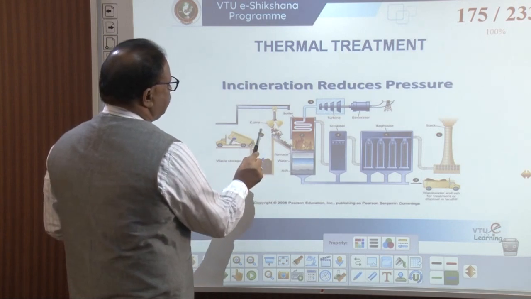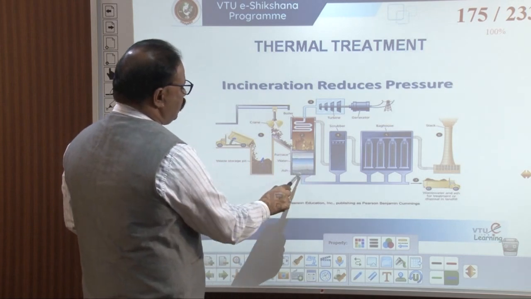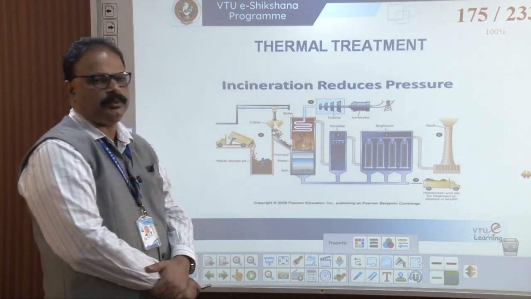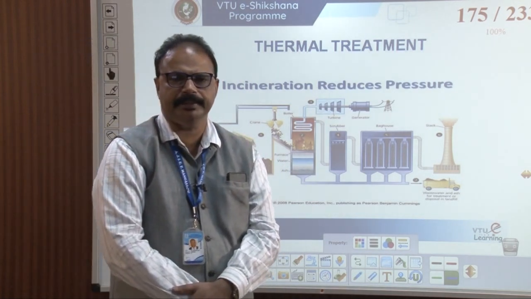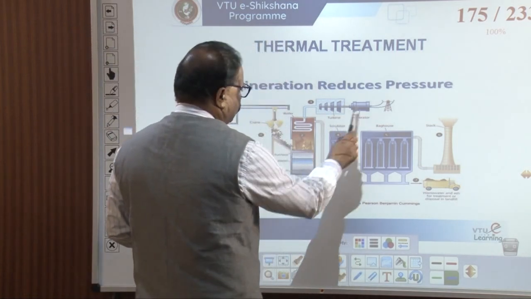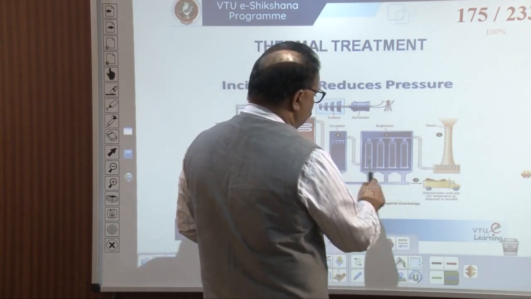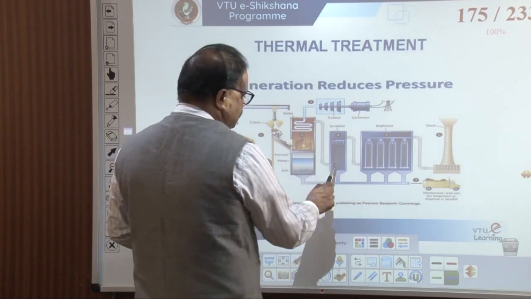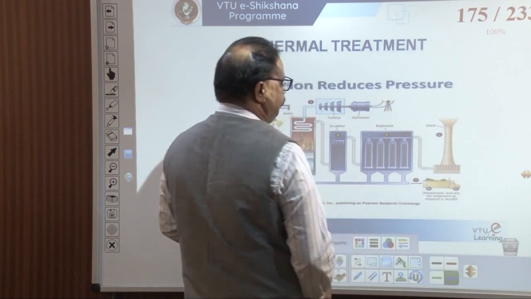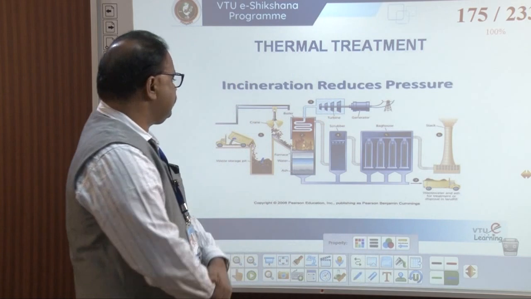hazardous waste, it is taken by the crane. Here burning, furnace, water and ash, burning about 1500 to more than 1800 degrees Celsius. From here the turbine will run from the steam, generate electricity, and this is the baghouse, scrubbers. Here is a scrubber, and then pure air will come. This is the waste.